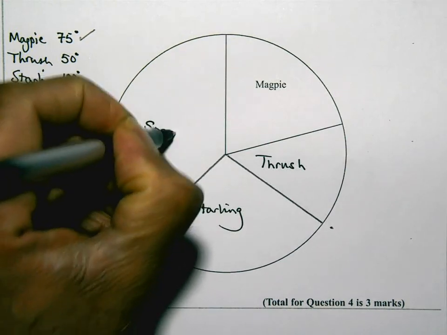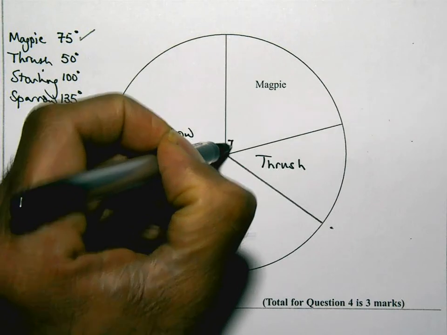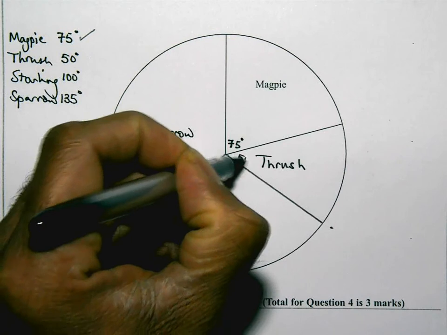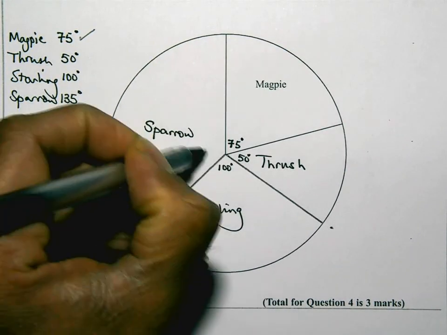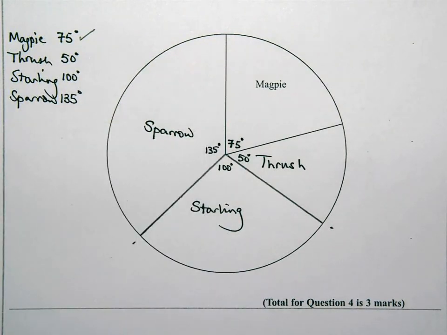Okay, one of the other things I normally do is I write the angles in the center. That's 75 degrees, that's 50 degrees, that's 100 degrees, and the last section is 135 degrees. Okay, so there's my pie chart. This is a pretty straightforward question, right? It's quite a popular type question as well. Make sure you understand it and make sure you could do it and get full marks in it.